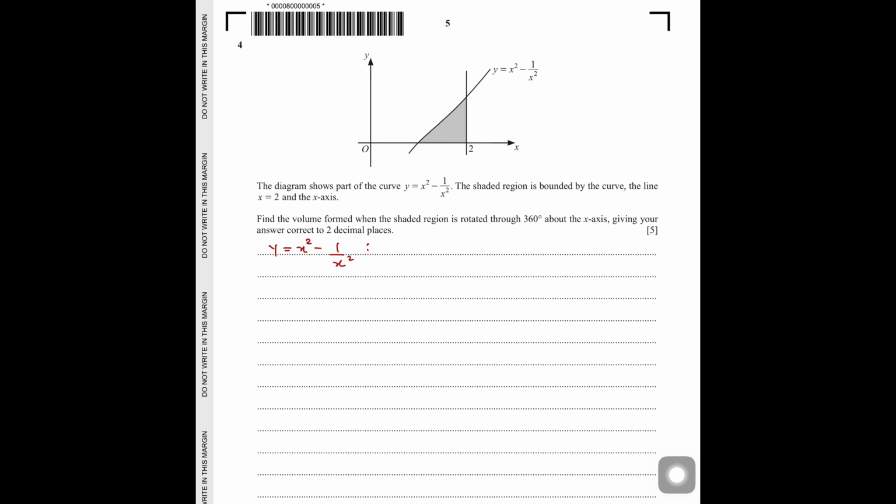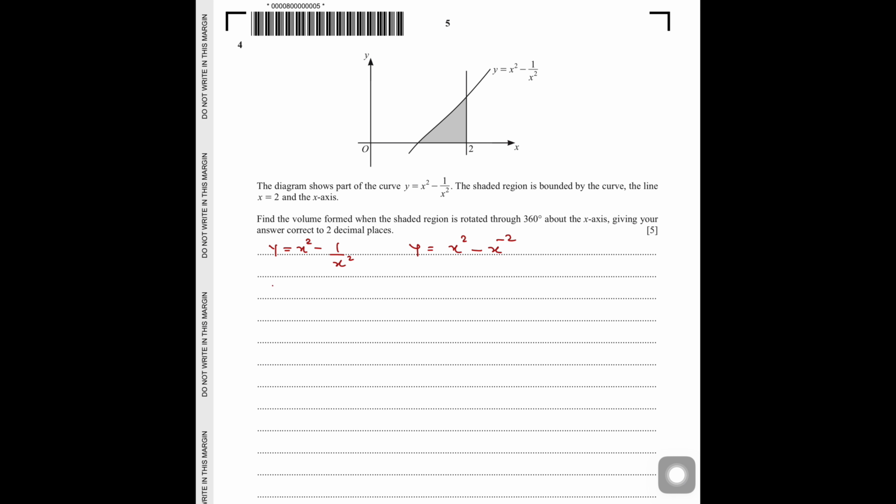So multiply throughout by x squared. So y is x to the power 4. Okay, let me just not do that. It will make it a bit confusing for you. All right. So I'm writing y equals x to the power 2 minus x to the power negative 2.